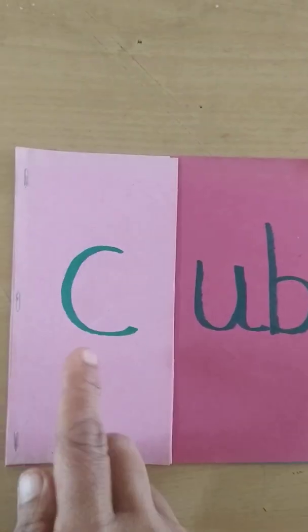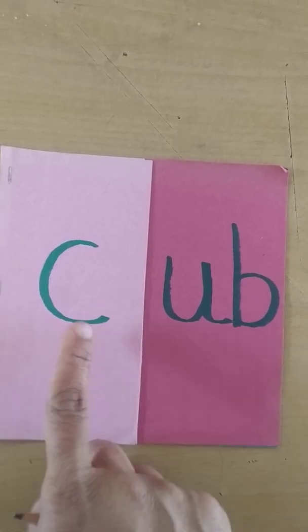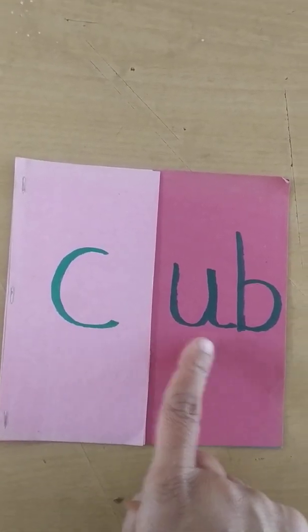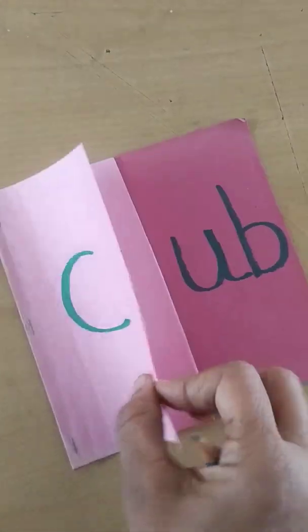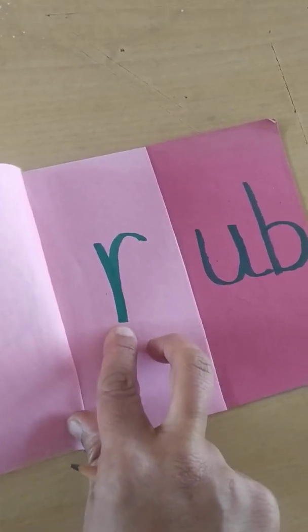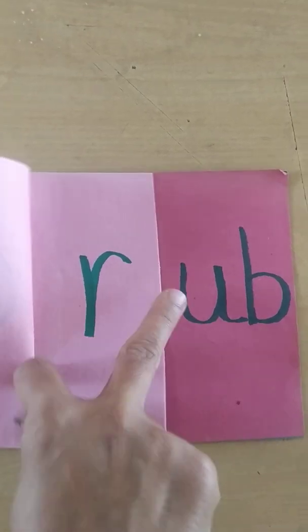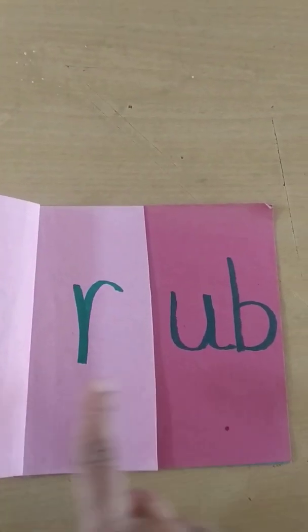formed? When we add a k, it becomes k-ab, cub. Let's add a new sound. And the sound is, what is the sound of this letter? Ab is rub.